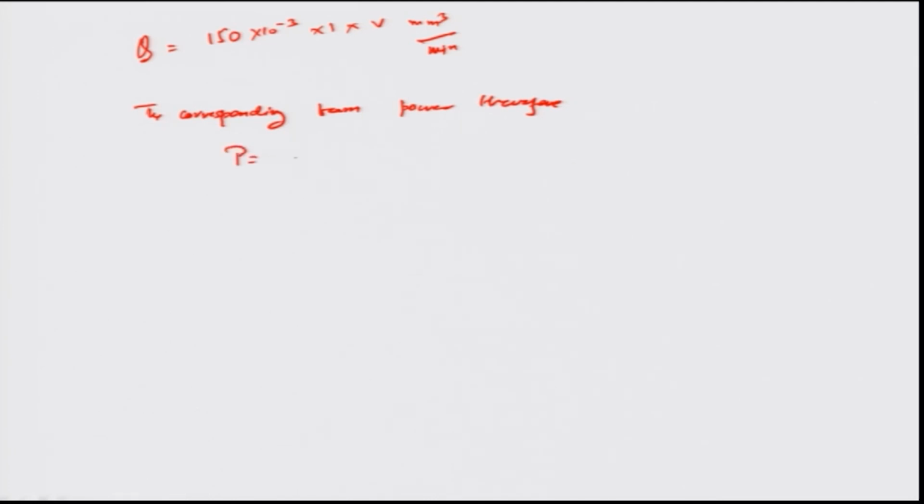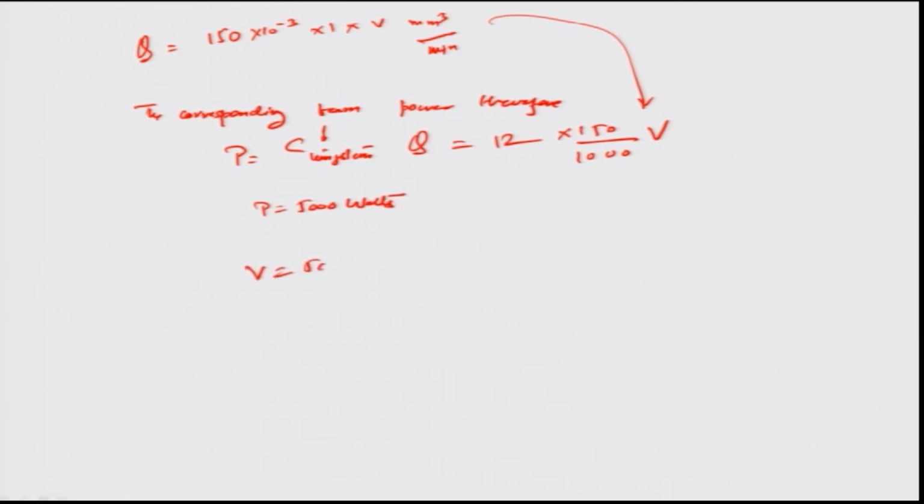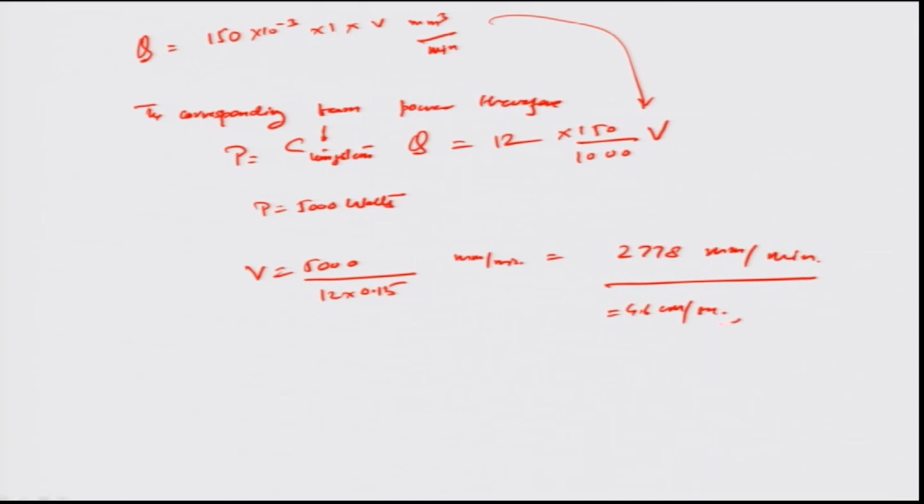The corresponding beam power will be given by P equal to C, for tungsten, since tungsten is the material being cut, times Q. The C for tungsten is taken as 12 watts per millimeter cube per minute, times the number of millimeter cube per minute predicted through the estimation in the earlier step. Since P is given to be about 5000 watts, V becomes equal to 5000 divided by 12 into 0.15 millimeters per minute. You can see here that the scan rate is about 2778 millimeters per minute, about 4.6 centimeters per second. So, that is how the beam scan rate can be.